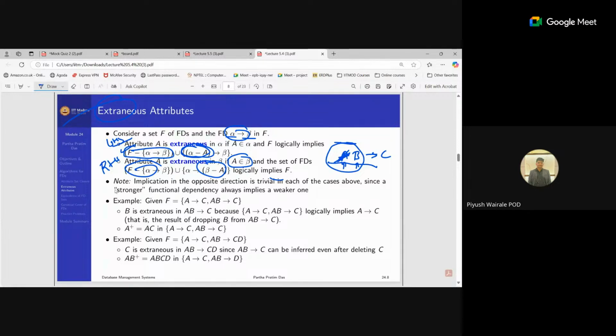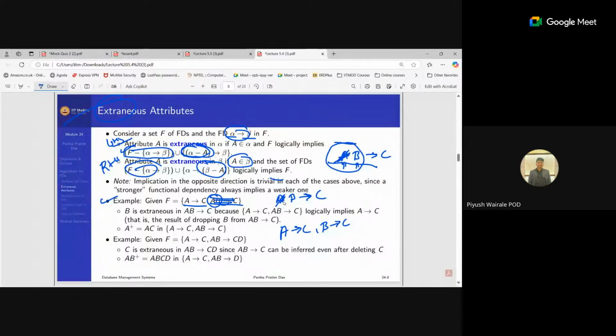Okay. So for example, you can see here A determines C, AB determines C. Now here we have A, B determines C. Either A can be extraneous or B can be extraneous. I don't know, right? So first we'll check for A here, whether A is extraneous or not. So if I remove A from F, I'm left with B determines C. So I'm going to add A determines C and B determines C, right?